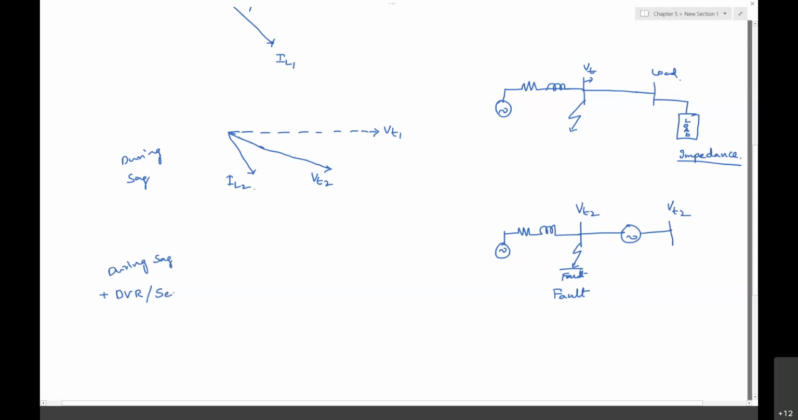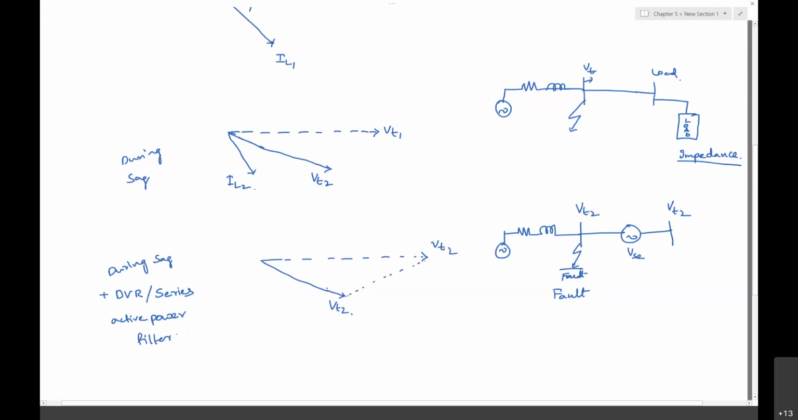I can just mention it as a series active power filter. In this case, this is the pre-sag voltage, that is VT1. Now the voltage has come to the point where this is VT2. This is the device which is injecting. Let us assume that maybe it tries to inject in this fashion also. This method is also possible.